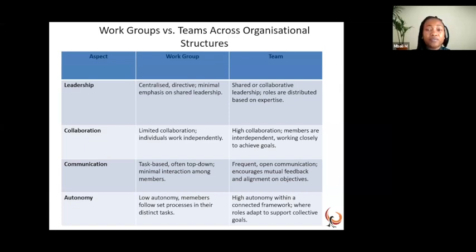So I'd like for us to look at a few aspects that impact how teams and groups operate, meaning leadership, working together, how we communicate, and the autonomy that we might have or not really have in a team or work group. So leadership in a work group is really centralized, very directive, and there's minimal emphasis on shared leadership, which is different than for teams, where there's a shared collaborative leadership, and the roles here are distributed according to expertise. So if we have an IT issue in the project that we're conducting, then we know that the IT expert in this team is going to lead that part of the project as needed. So we share the leadership, we share the expert roles when we're working on a common goal in a team.